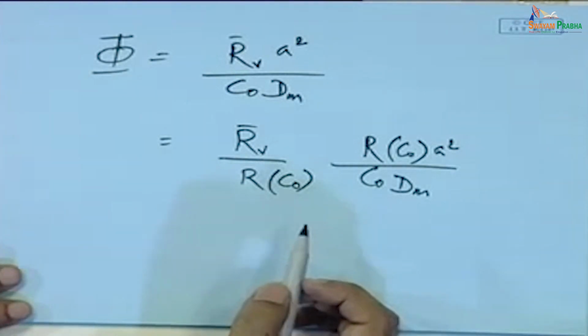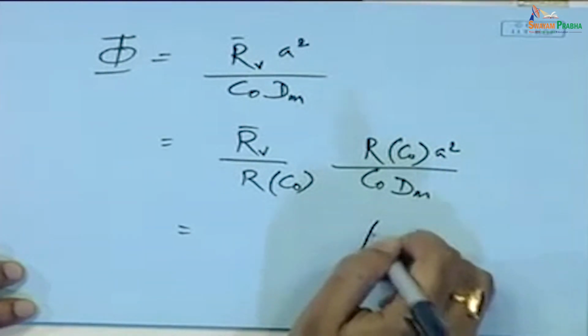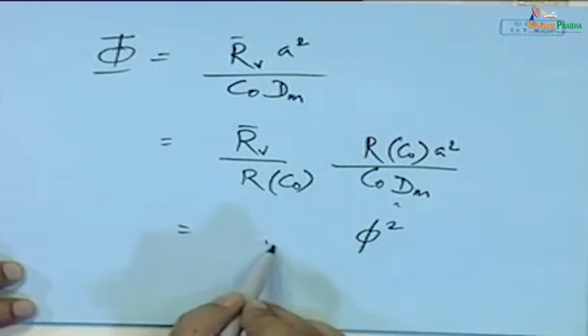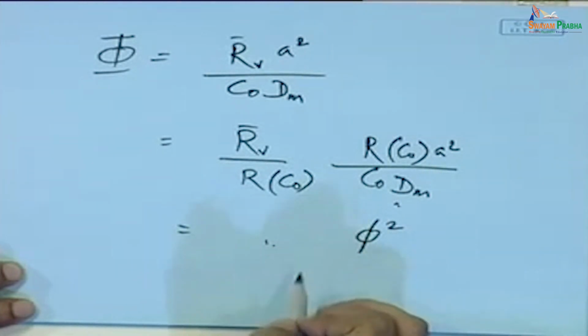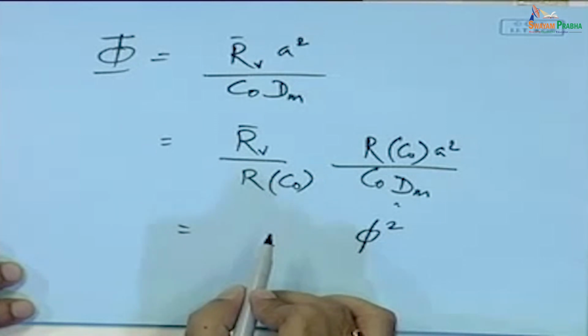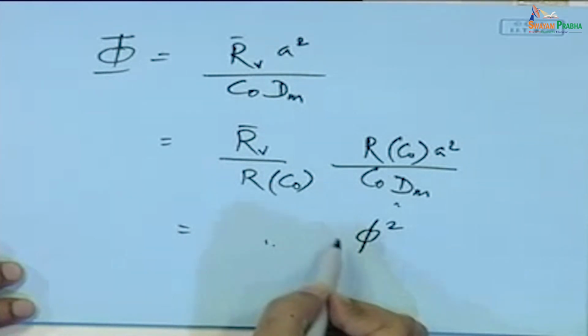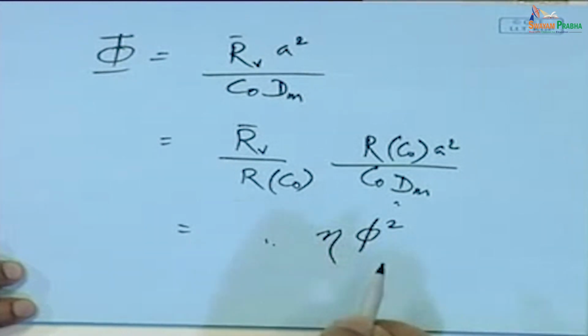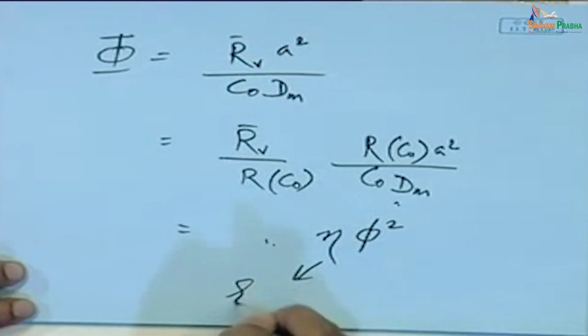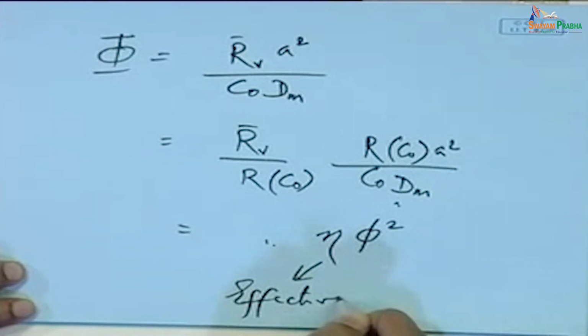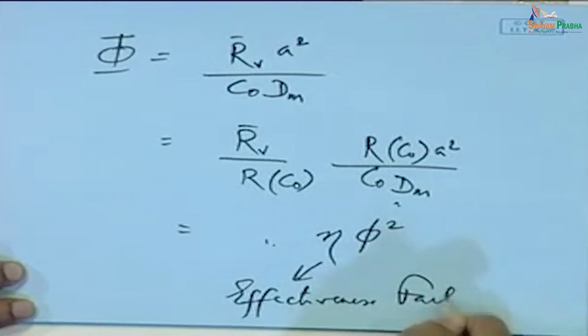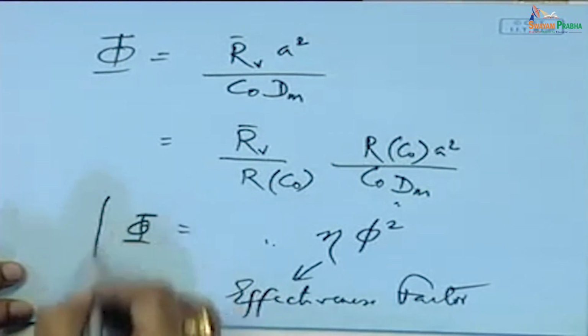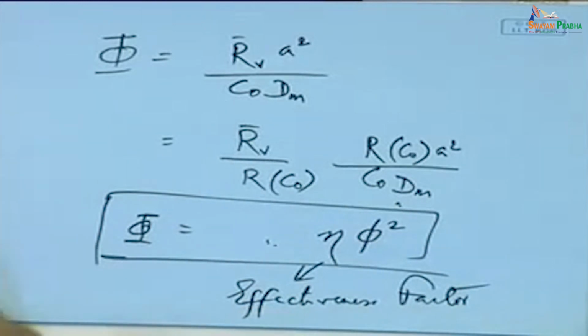So this is my phi square. What is this? What is R_V? The effectiveness factor. Okay. So my observed Thiele modulus is the actual or intrinsic Thiele modulus times the effectiveness factor.